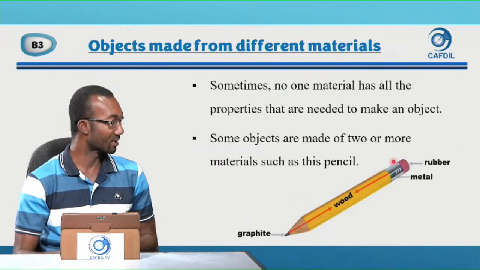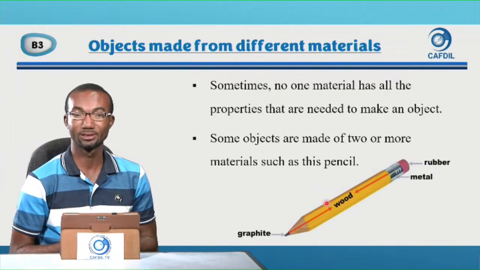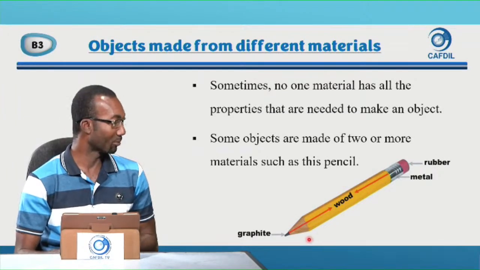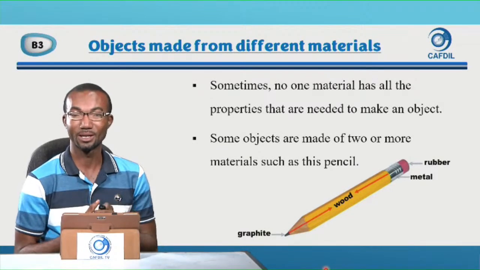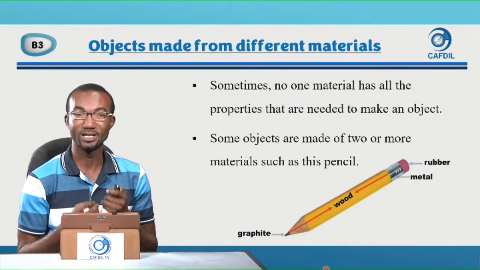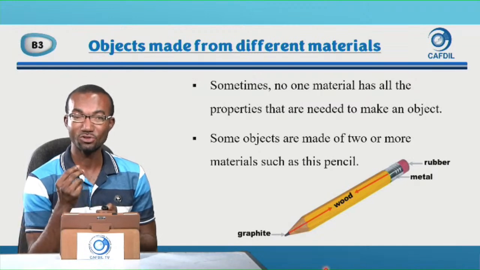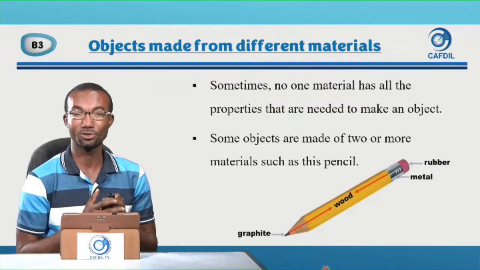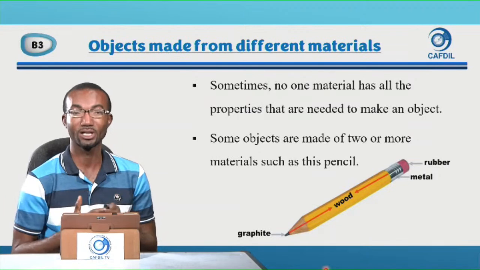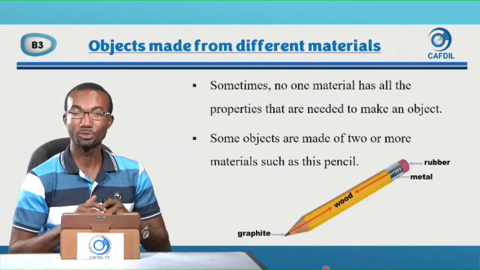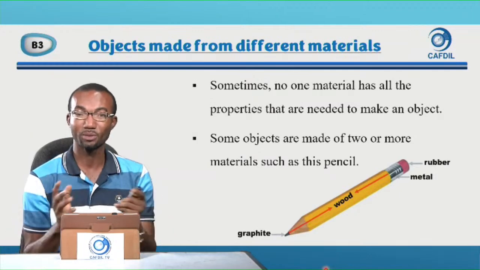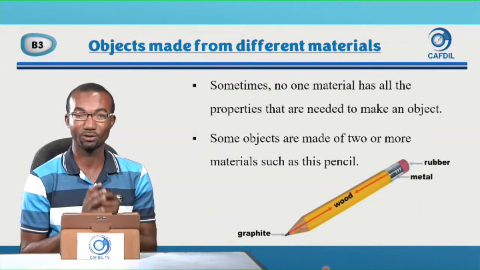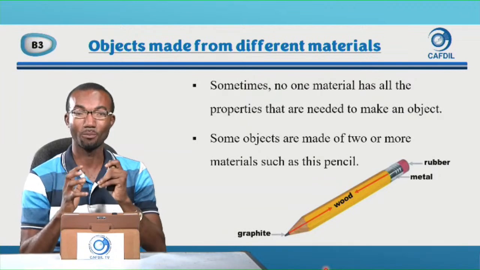Assuming this pencil is made up of only rubber, how can you use it to write? Assuming it was made up of only graphite, how can you use the pencil made of only graphite? You see that it is even soft. The graphite is even soft. It will be breaking all the time. So because some materials do not have all the properties needed to make an object, sometimes you have to combine other materials.